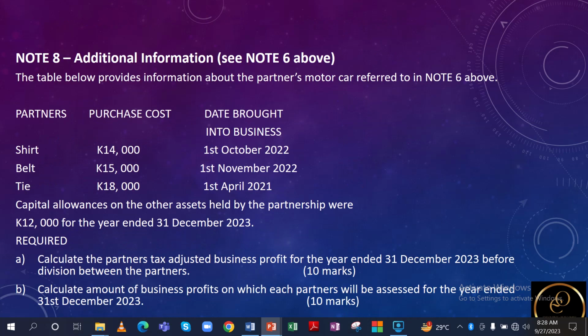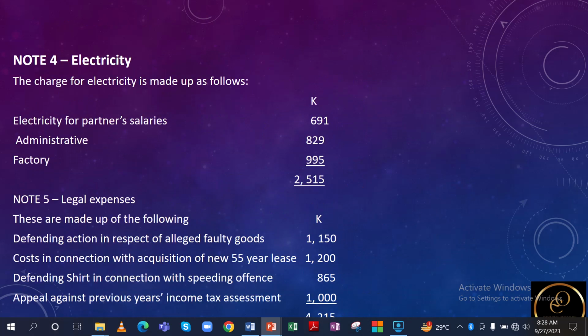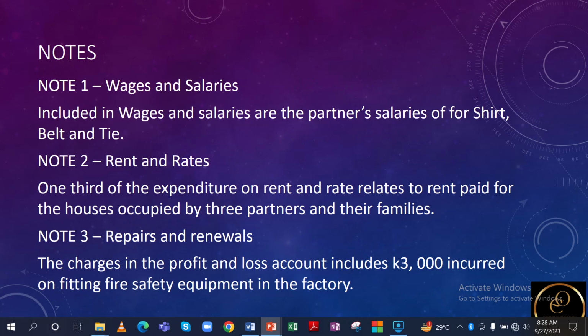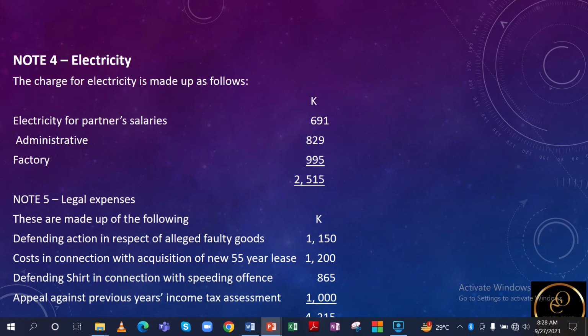Then we go on to look at the income statement. What next does it give us? It tells us that there is electricity of 2,515 and there's note 4 attached to that. So what does note 4 tell us? Okay, so this is a breakdown of the 2,515 kwacha.